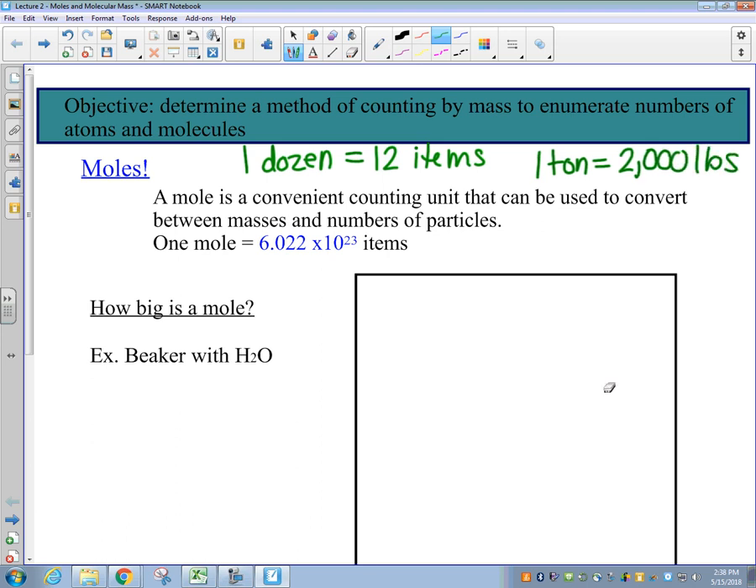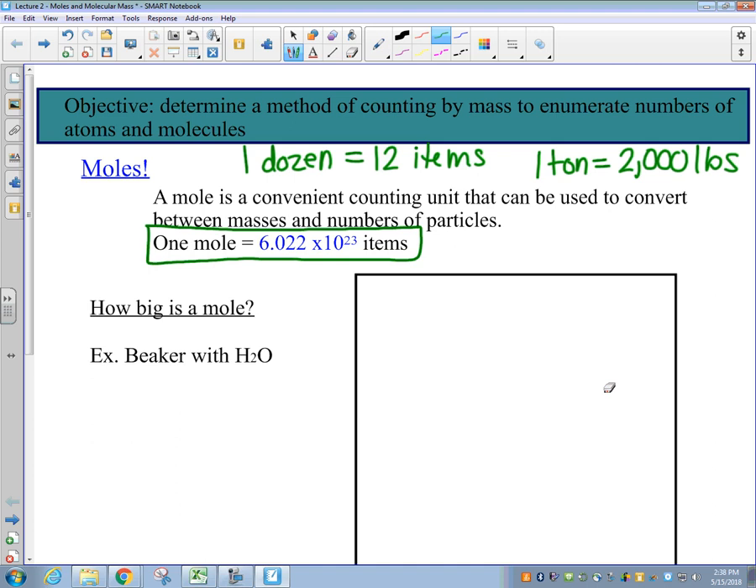So again, today we're going to talk about a counting unit called the mole, and 1 mole of anything is equal to 6.022 times 10 to the 23rd items. So the mole is an incredibly large number to work with, but it makes sense to use such an incredibly large number when we're working with things in chemistry that are microscopic. When we talk about atoms and molecules, they're so small and they're so numerous that it makes sense to use a very large number to describe them.